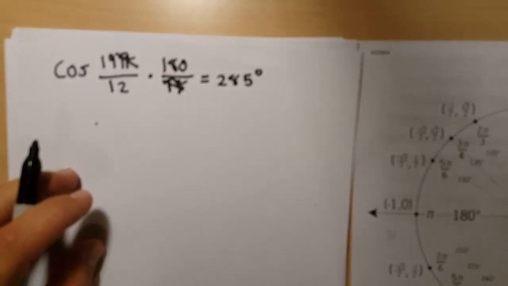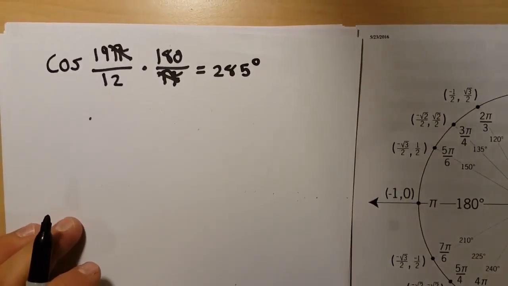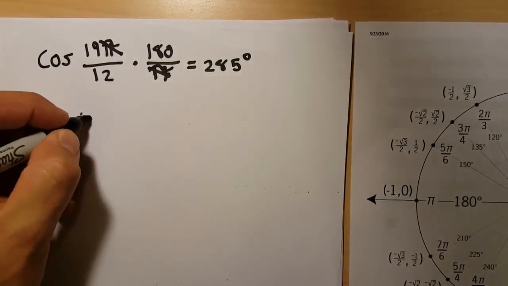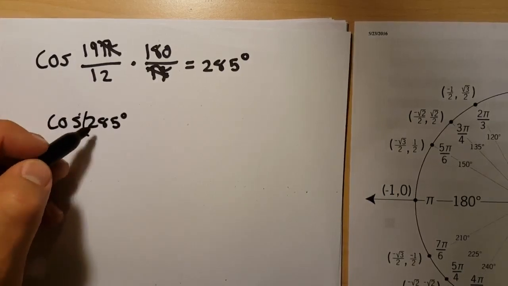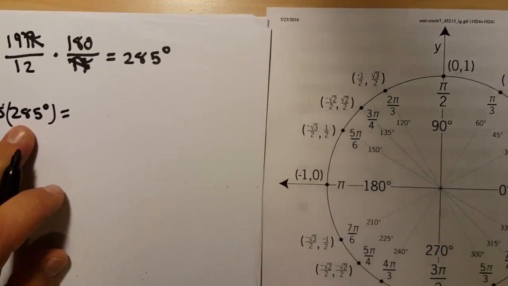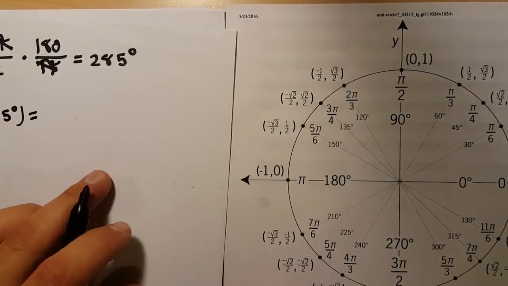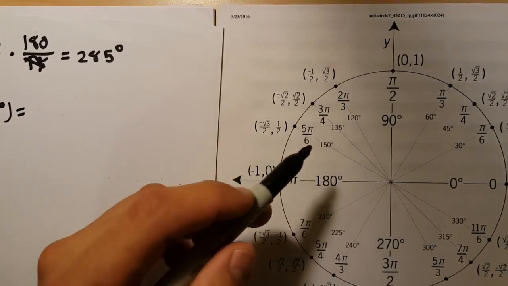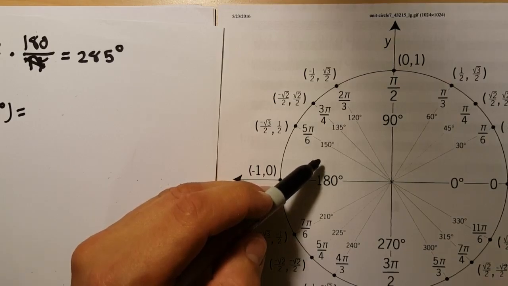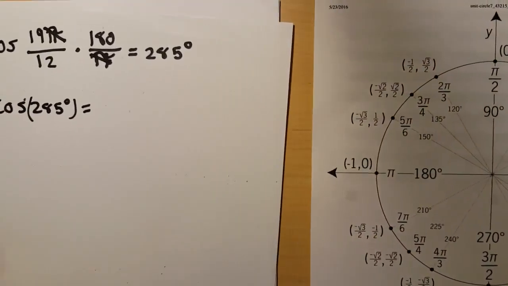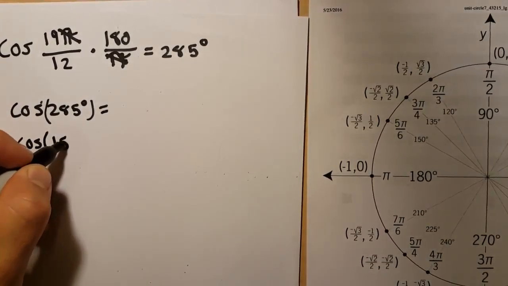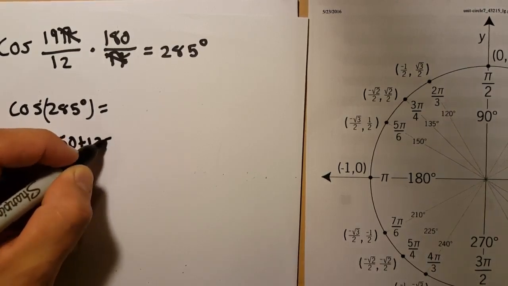So 285 degrees, cosine of 285 degrees. What plus what equals 285? If you look here, 150 plus 135 will give us 285. So that's what we're going to use. It's going to be cosine of 150 plus 135.